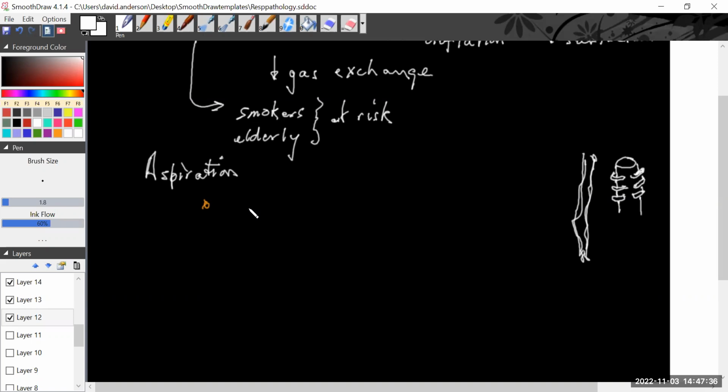And the problem is, of course, we're going to have obstruction. That leads to hypoxemia, and that can be life-threatening.